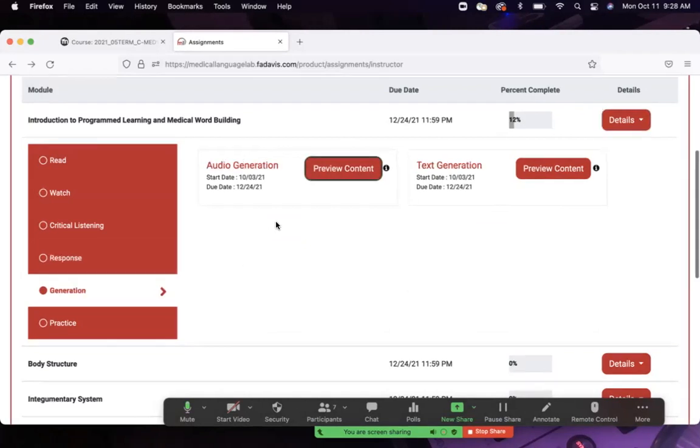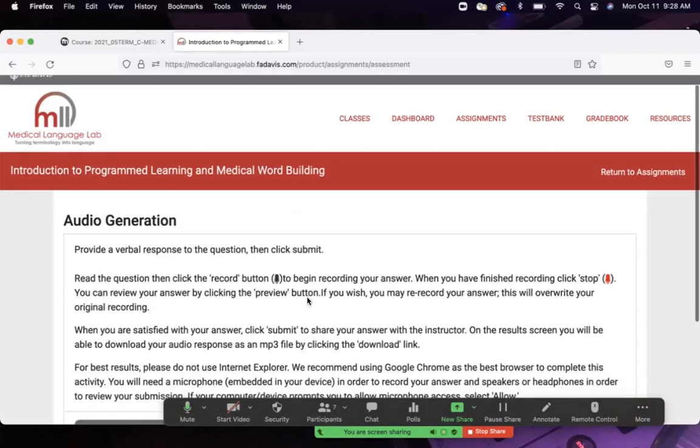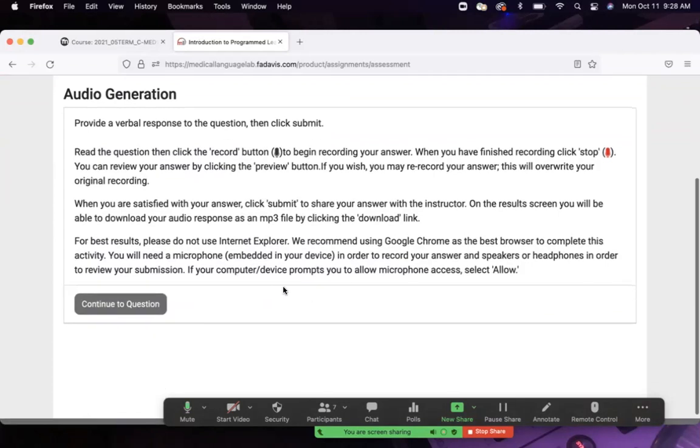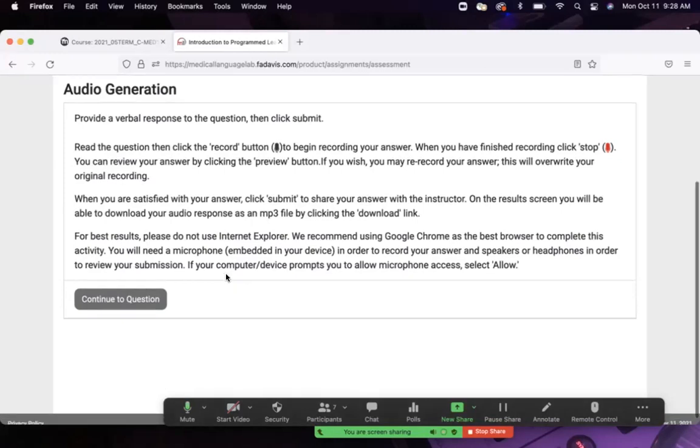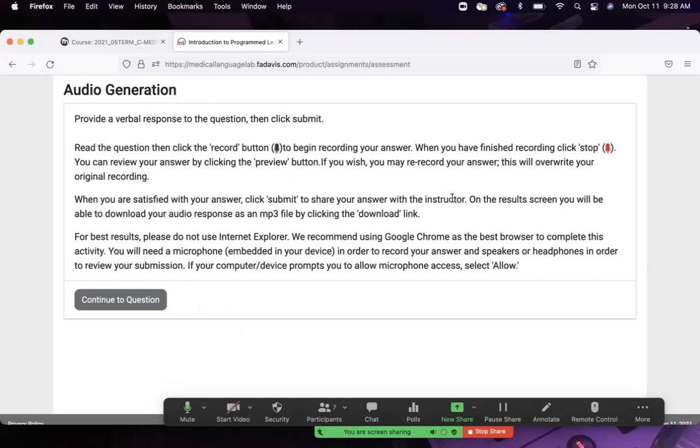Now generation, there's audio generation. If you click on this, all of us should have a microphone built in nowadays, right? When you answer the question, make sure that your mic is live and you'll see it, try that out, and it'll save your response as an MP3 file.